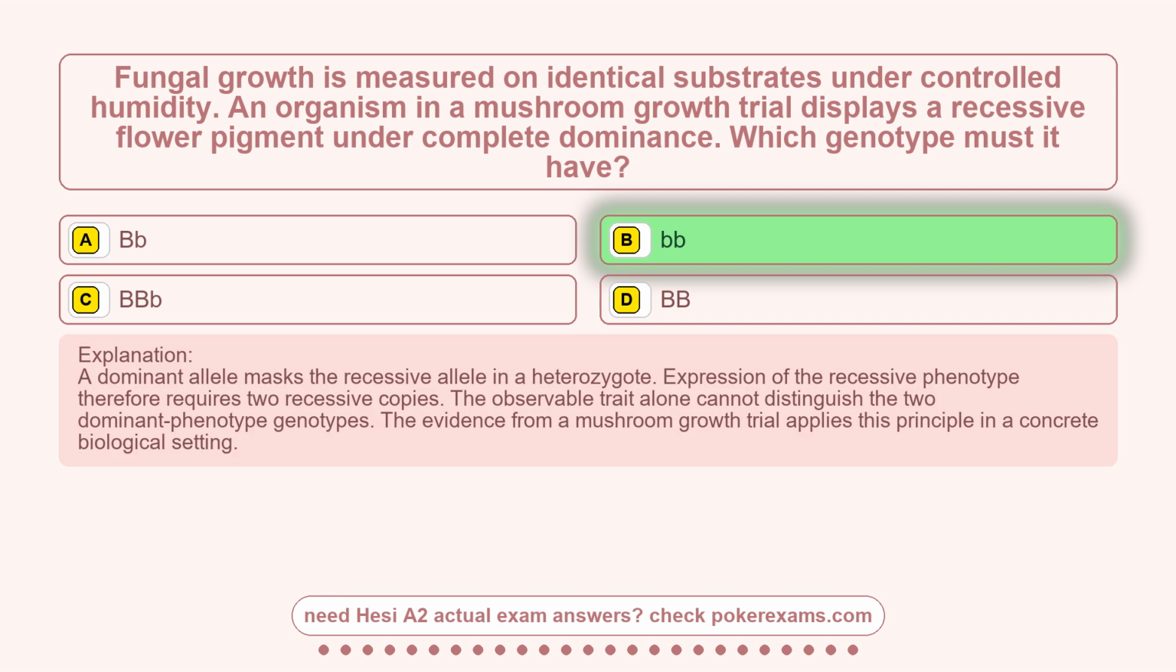A dominant allele masks the recessive allele in a heterozygote. Expression of the recessive phenotype therefore requires two recessive copies. The observable trait alone cannot distinguish the two dominant-phenotype genotypes. The evidence from a mushroom growth trial applies this principle in a concrete biological setting.